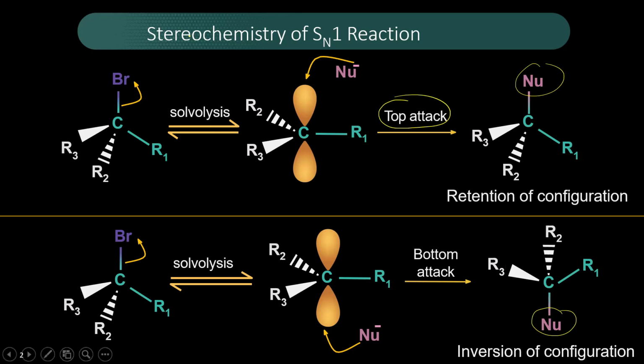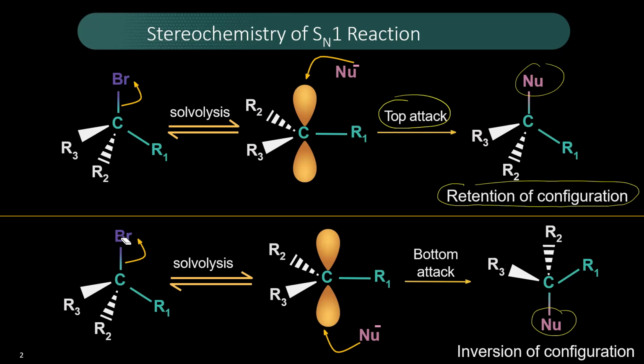Okay, you understood this? So what are the possibilities here? There could be a top side attack. When it is attacking from the top side, what happens? There is a retention of the configuration. If the nucleophile is attacking from the bottom, then there is an inversion of the configuration.